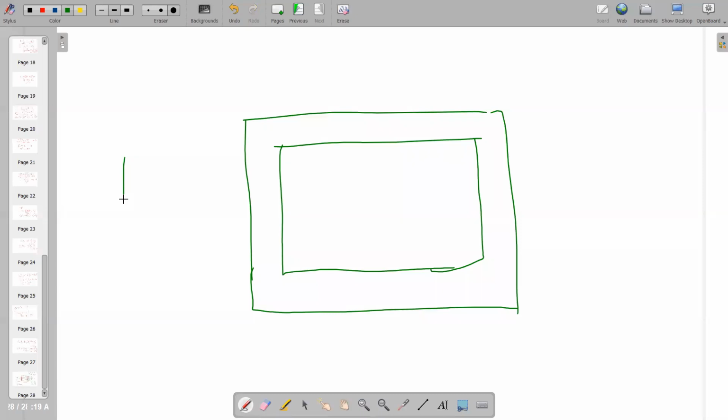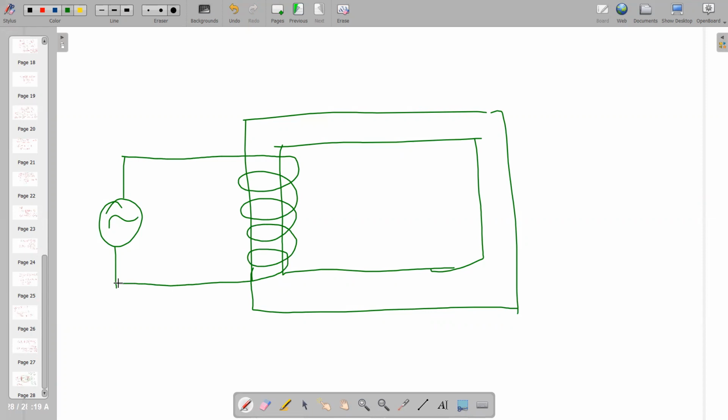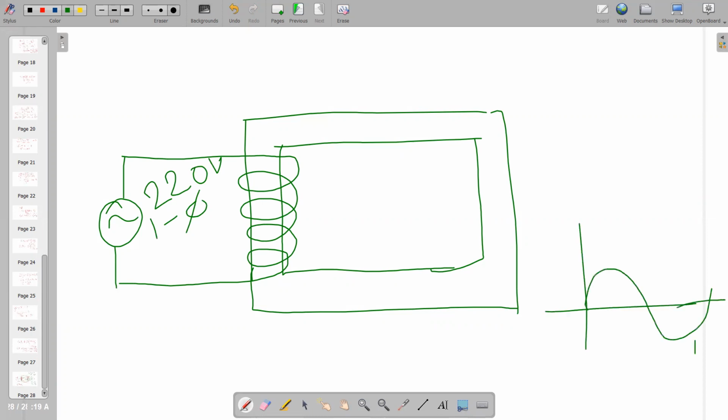Now I connect the supply voltage to the primary. The primary is wound on one leg of the iron core like this. So this is the AC supply. Let's call it a 220 volt single phase supply. Now the AC voltage varies sinusoidally like this with time, so the current also varies sinusoidally with time.